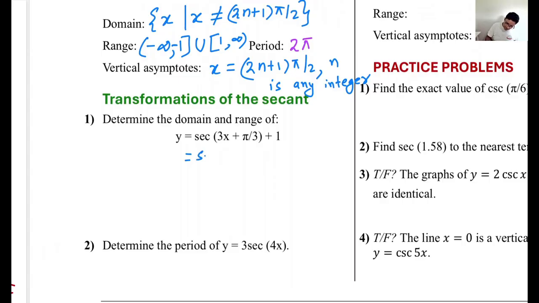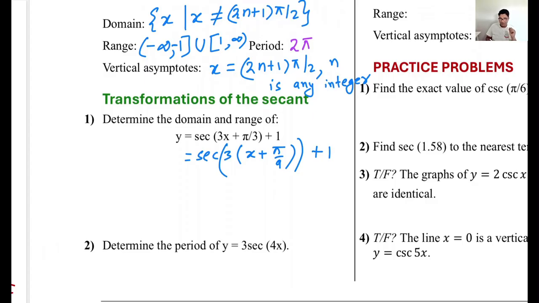Sec 3x plus, I have to factor out the 3. Okay, pi over 9. Remember the general sine and cosine function, that's how we factor out the b. That's like the number b in the general sine function. And then in the parenthesis, it has to be pi over 9, right? To adjust to that 3 that has been factored out. And you have a plus 1 separately.